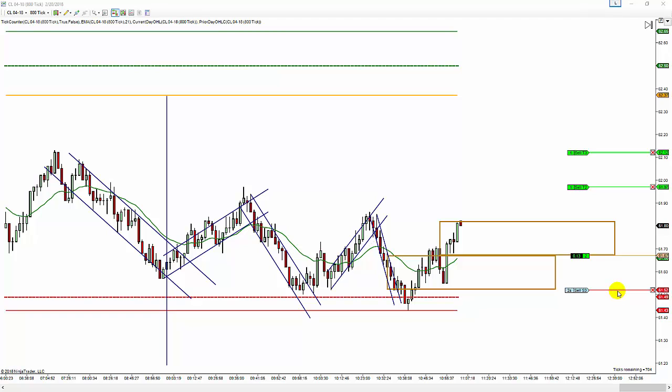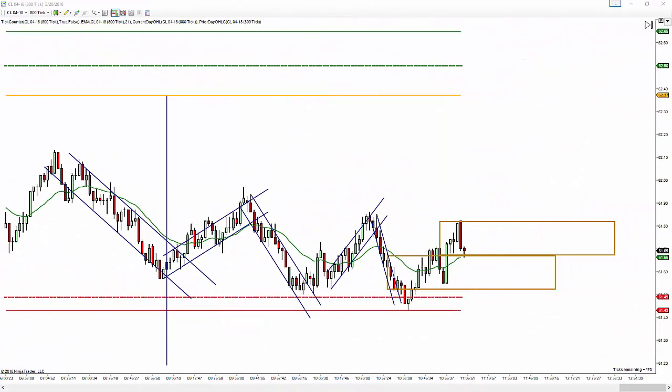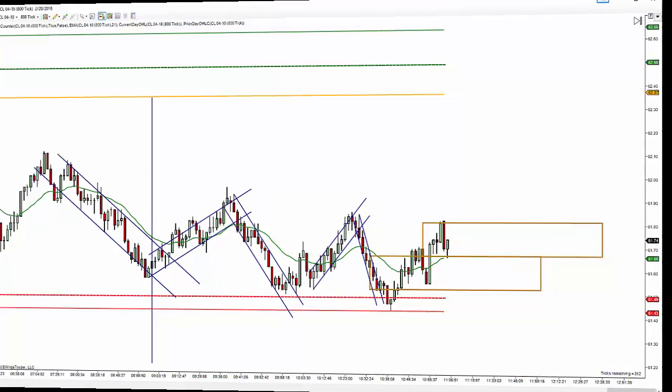Okay, first contract got taken out. Moved up to break even. Let it run. Bummer. Came back and took me out. Break even. That's it for now. I'm going to perhaps wait for another. See how prices react down here. Maybe come back down to this area before it goes up. But there's been a lot of activity, a lot of resistance at this level. So I'll have to wait and see.